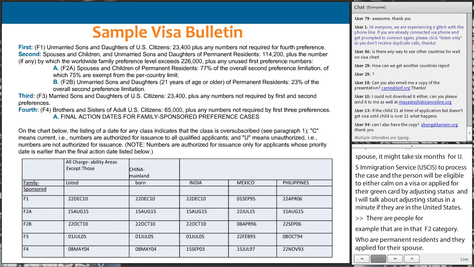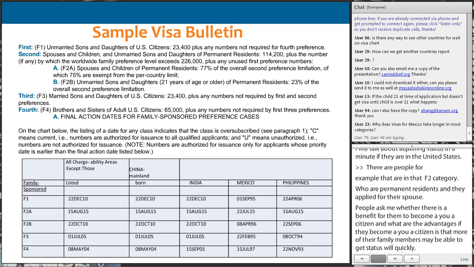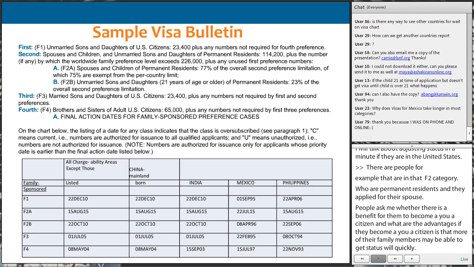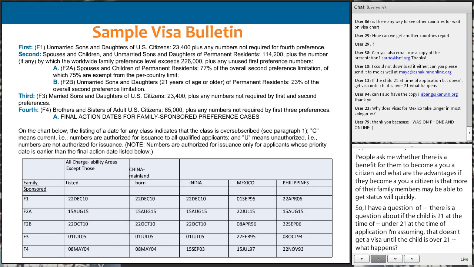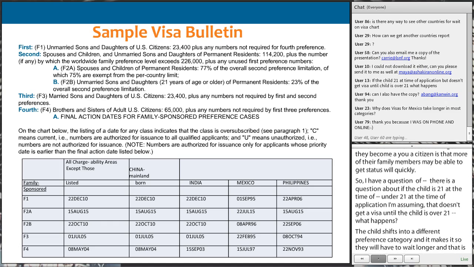So I've got a question about if the child is under 21 at the time of application, I'm assuming, but doesn't get a visa until the child is over 21, what happens? What happens is the child shifts into a different preference category, and so they're going to have to wait longer. So that's one of the things that's often a challenge, that folks age out before the case was processed.